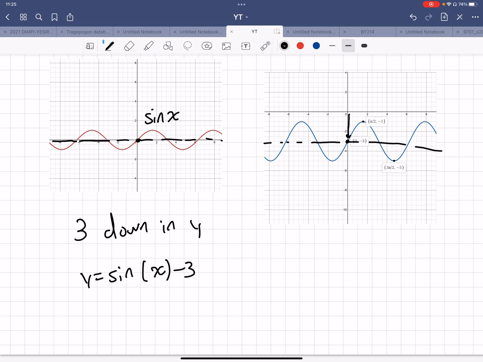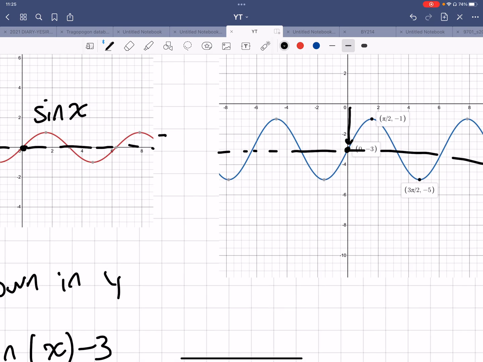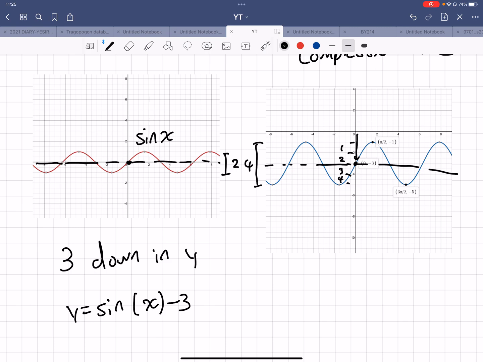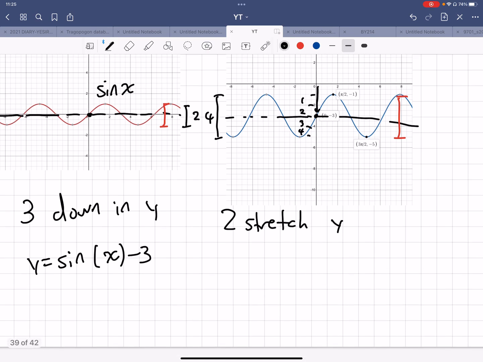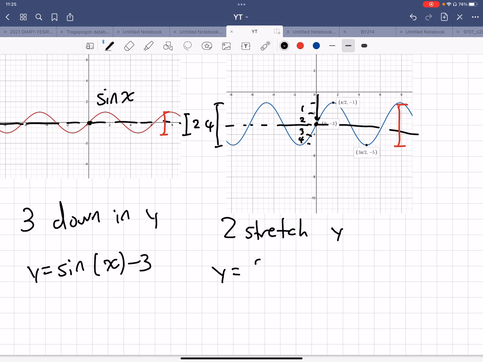But now another thing we can look at is that each point, like we can see this only stretches to 2, but this stretches to 4. Because there's 1, 2, 3, 4. So you can see that the graph has generally been stretched by a factor of 2. So we can say this is a 2 stretch, or stretch by a factor of 2 in the y direction. So you can say this is y equals 2 sine of x minus 3.